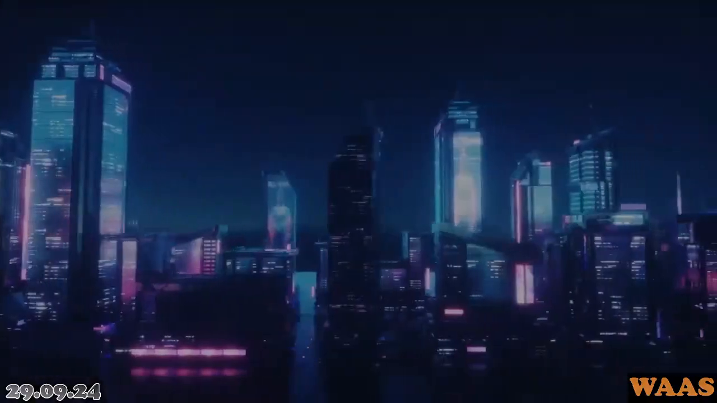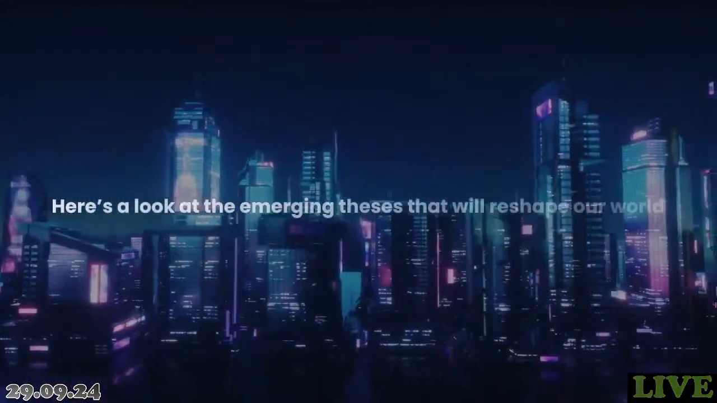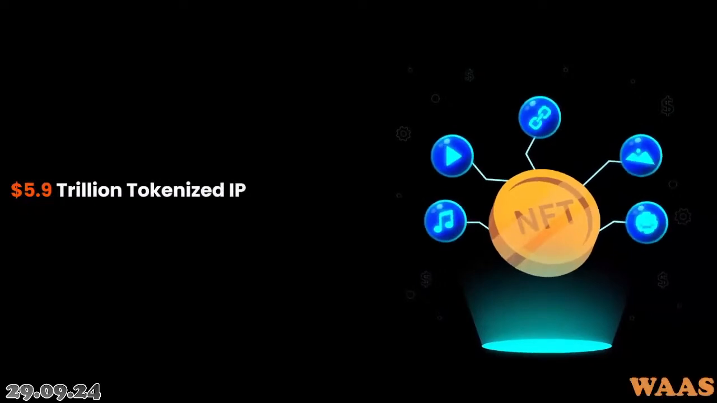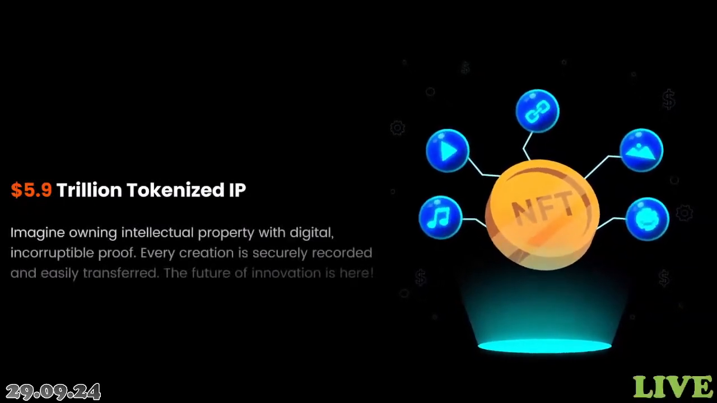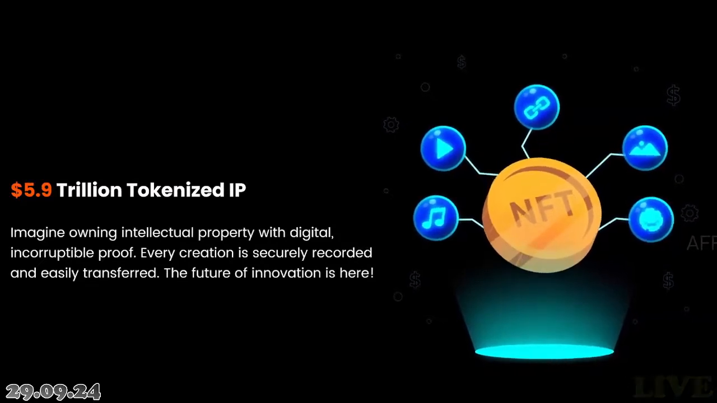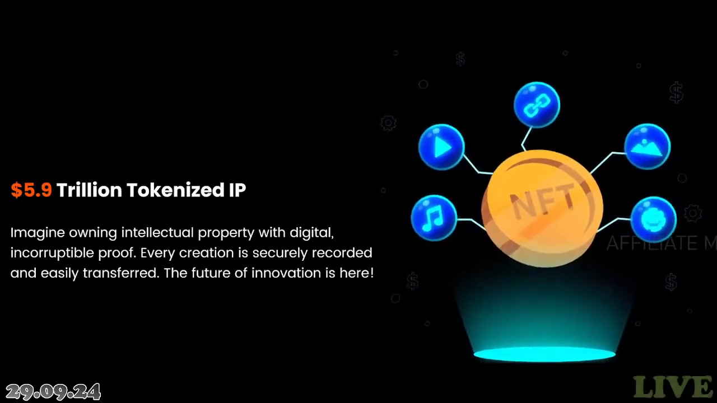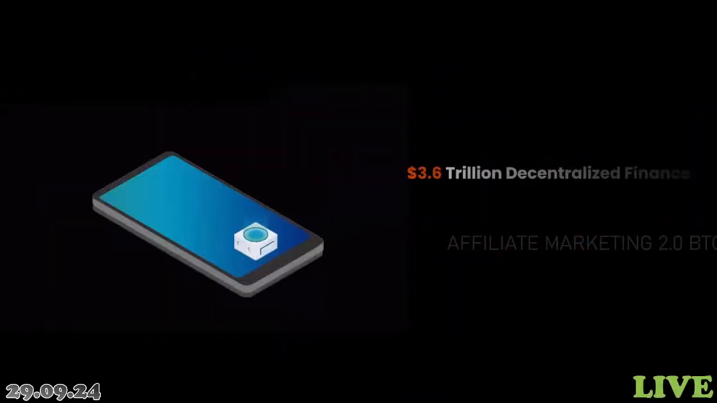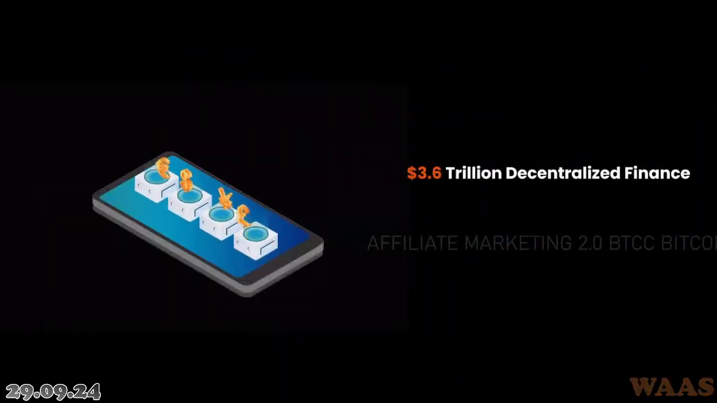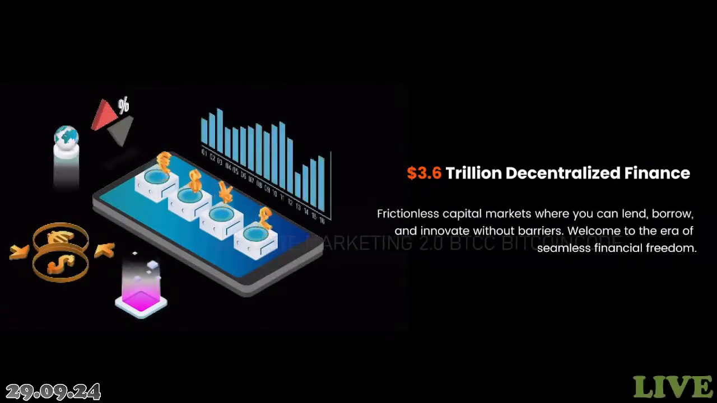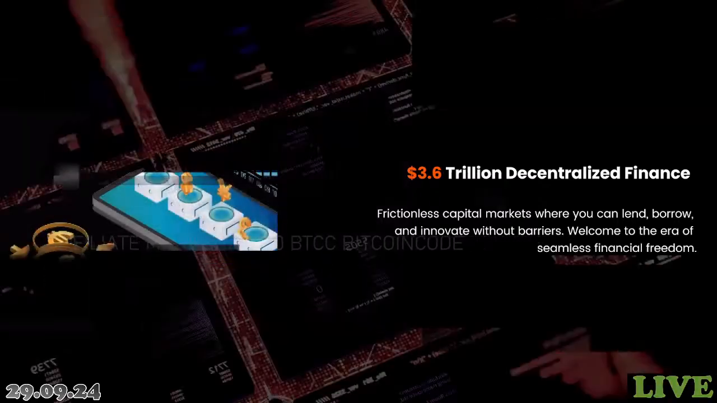Here's a look at the emerging theses that will reshape our world. $5.9 trillion tokenized IP. Imagine owning intellectual property with digital, incorruptible proof. Every creation is securely recorded and easily transferred. The future of innovation is here. $3.6 trillion decentralized finance. Frictionless capital markets where you can lend, borrow, and innovate without barriers. Welcome to the era of seamless financial freedom.